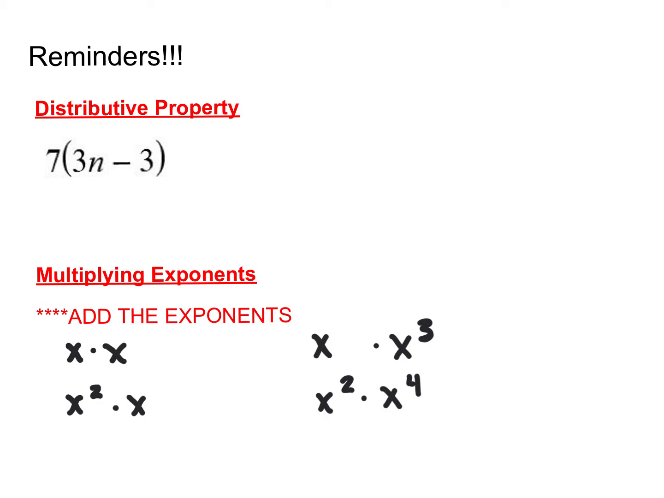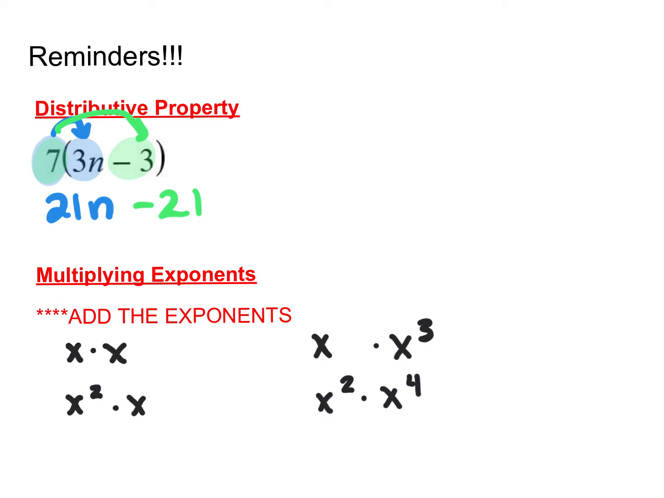First, the distributive property requires us to multiply the number outside into the parentheses inside. So I first can multiply the 7 to the 3n. So when I multiply, 7 times 3 is 21, so it becomes 21n. Then you're going to multiply the 7 to the negative 3, so I distribute the 7 to become minus 21.